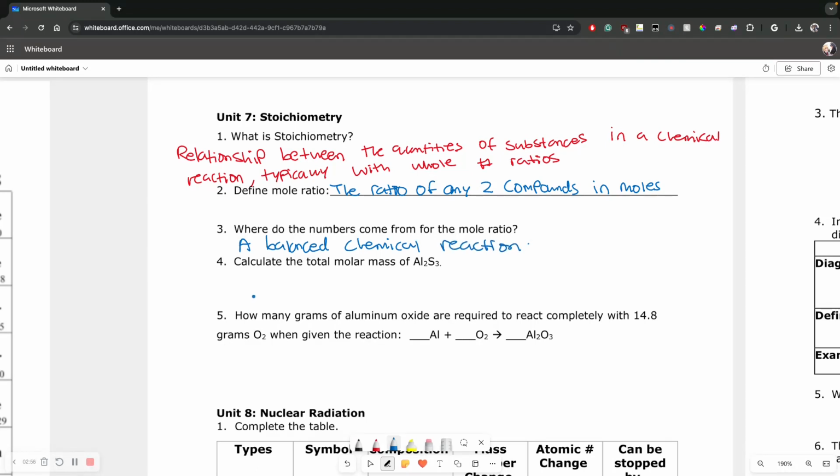Question 4 says, calculate the total molar mass of Al2S3. Remember what I drilled into you guys the whole second semester. What is the unit for molar mass? Grams per mole. Keep that in mind for later on. So it asks us to find the molar mass of Al2S3, and that number will come from the periodic table.